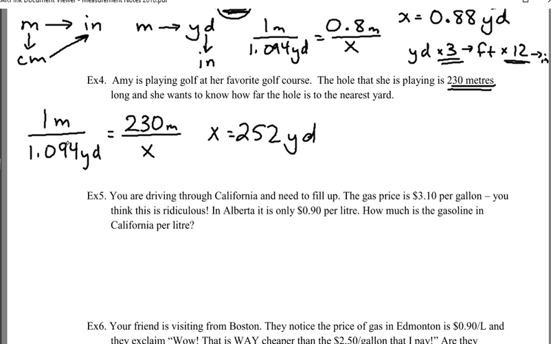So, conversions. Proportions, going between metric and imperial. And then charts. Decimal moves for imperial or metric to metric, multiplying by the appropriate value for imperial to imperial.